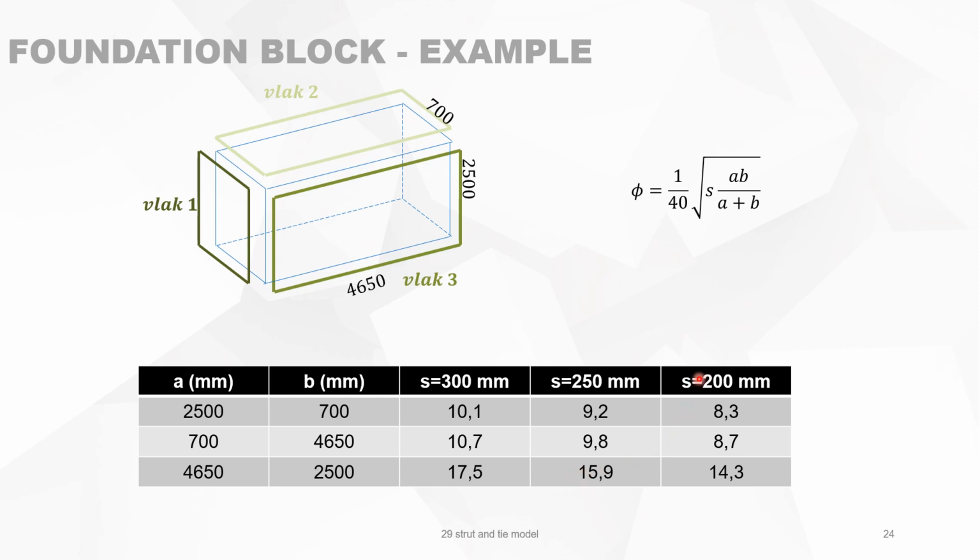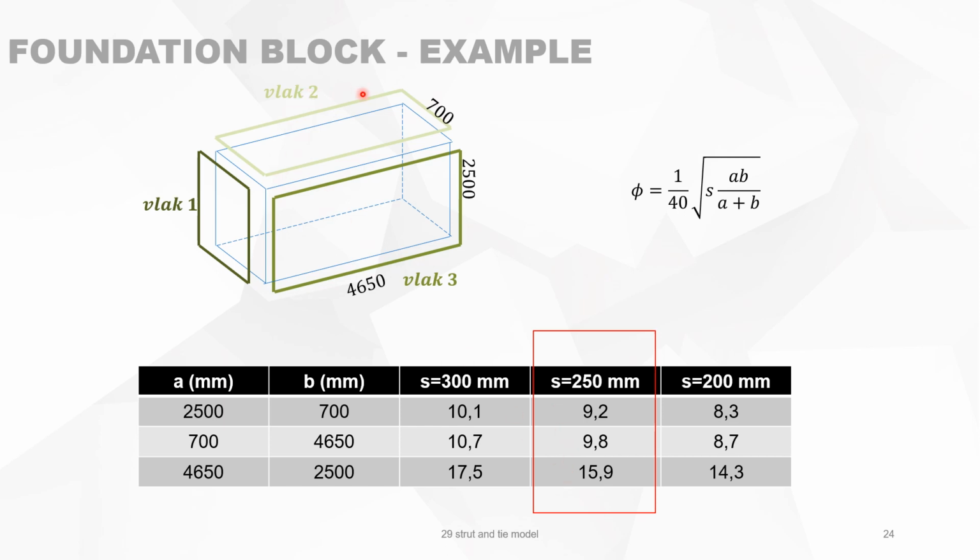We just have a look at a smaller center to center distance, and then we have 8.3, 8.7, and 14.3. The 14.3, you have to round it off for a diameter 16, the 8 for a diameter 10, and this 8 also for diameter 10. So it is obvious that this solution is the best choice. So we will have 3 cages of stirrups where the center to center distance is 250 millimeters and the diameters are 10, 10, and 16.